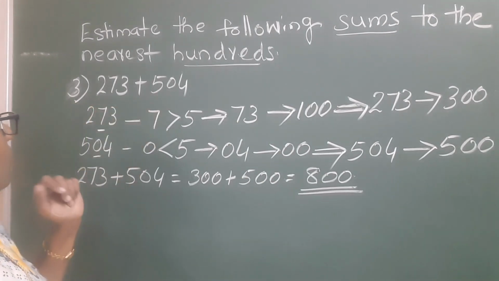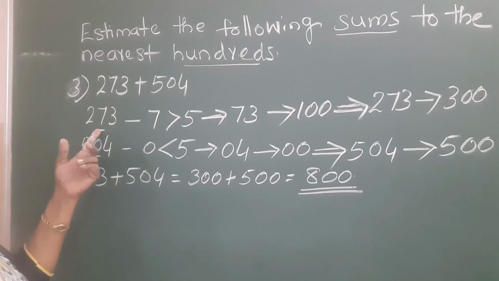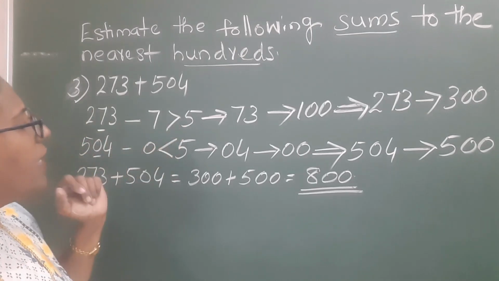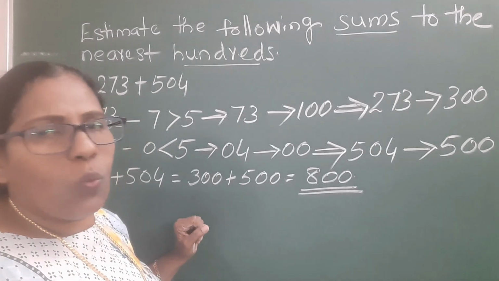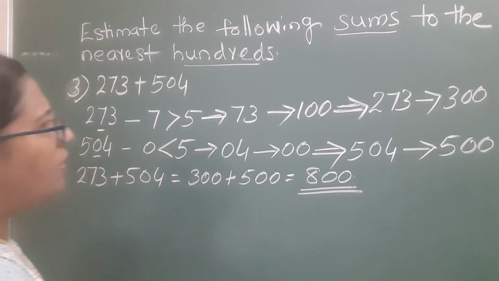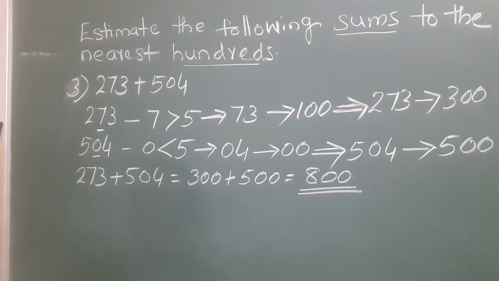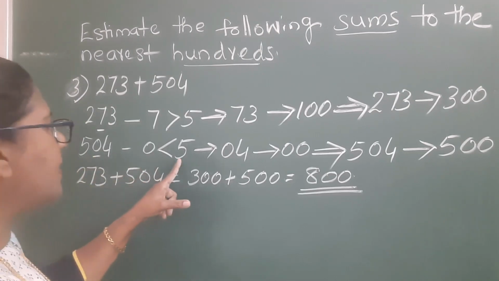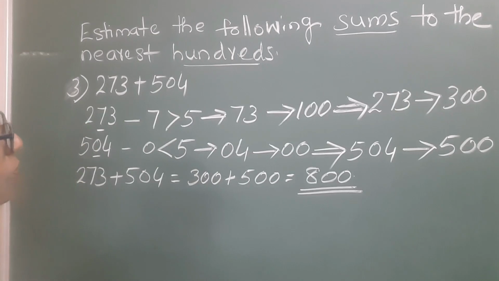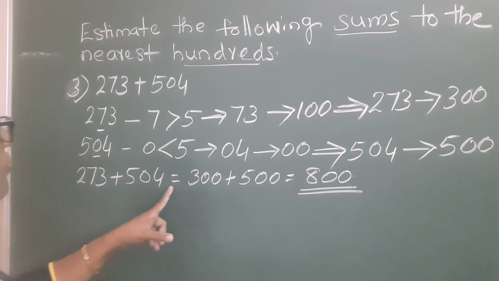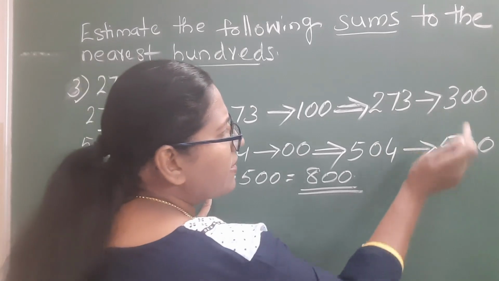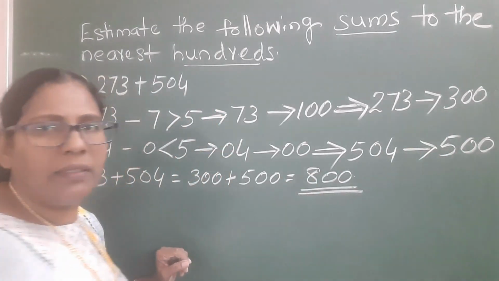273 plus 504. In 273, 7 is in tens place, so 7 is greater than 5. So 73 rounds off to 100. So 273 rounds off to 300. Next one is 504. In tens place 0 is there. 0 is less than 5. So 04 rounds off to 0. So 504 rounds off to 500. 273 plus 504 is equal to 300 plus 500 is equal to 800.